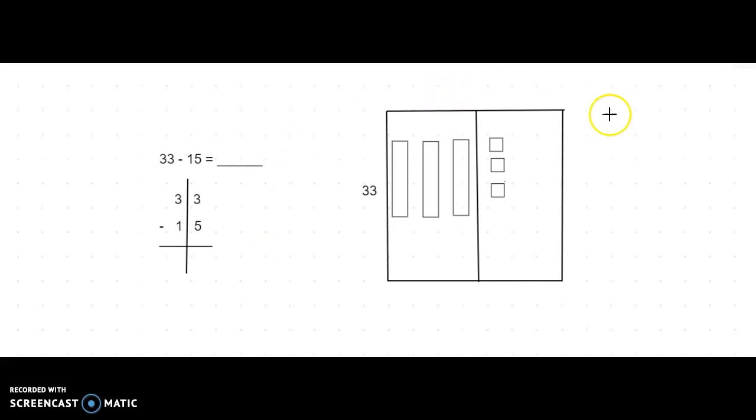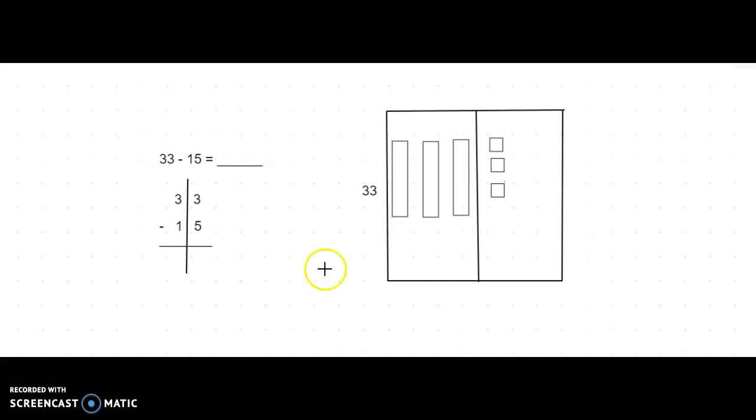I've also set up my place value chart. As you're probably noticing, it only has 33. This is because in subtraction, you break apart a whole rather than combine two parts. Our whole is 33, and we're taking 15 away from it. So right now I only want to have 33 here.